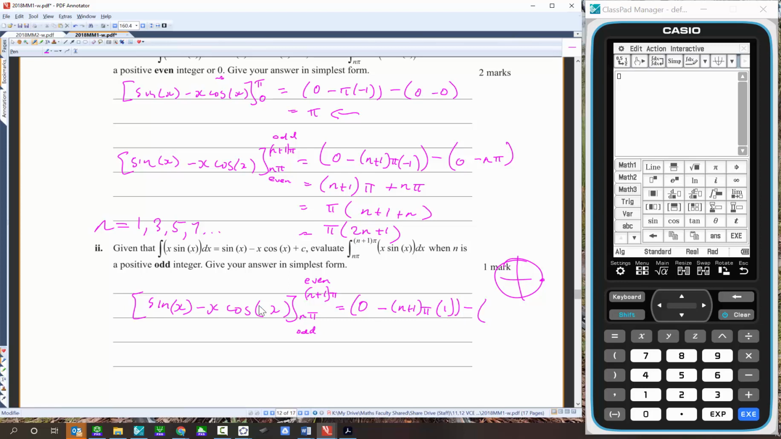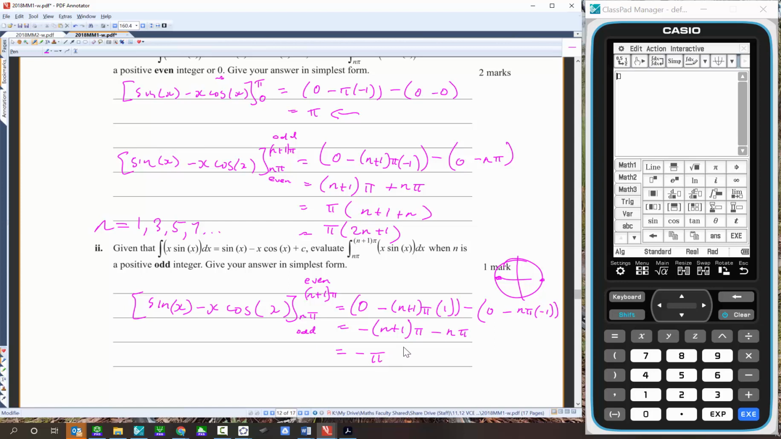Take away. Odd goes in. Odd pi is over here, which is 0. Take away n pi. And odd means that that one there for cosine is going to be negative 1. Okay, let's tidy up a bit. Negative (n plus 1) pi. It's positive, take away n pi, which is negative.